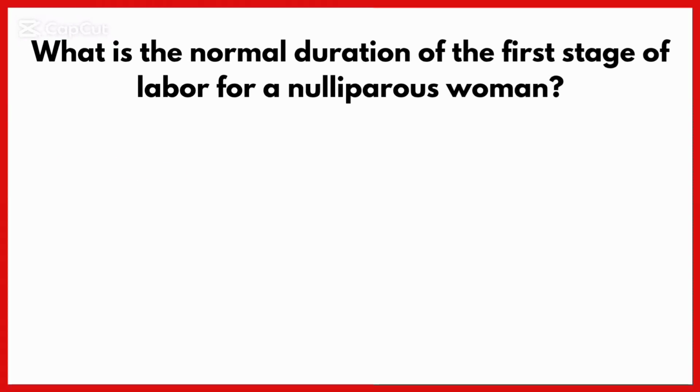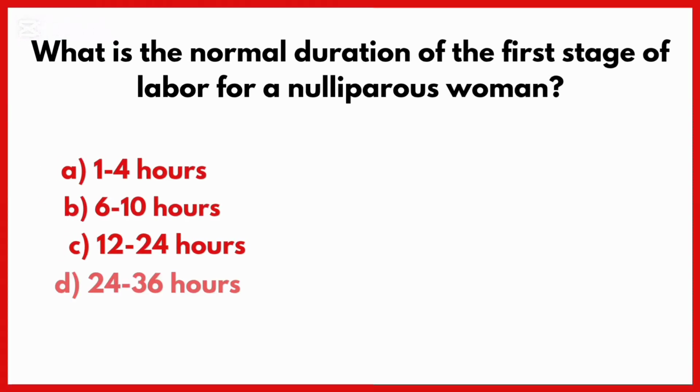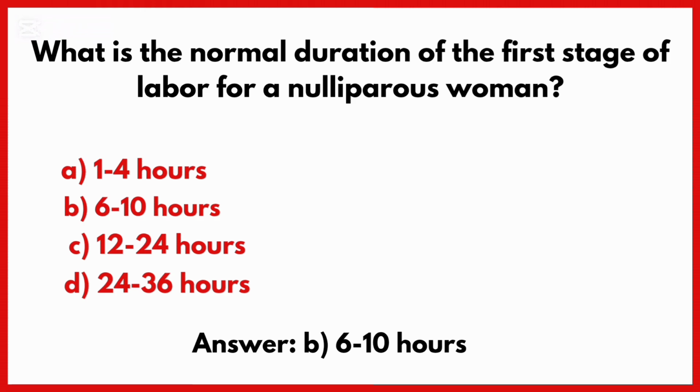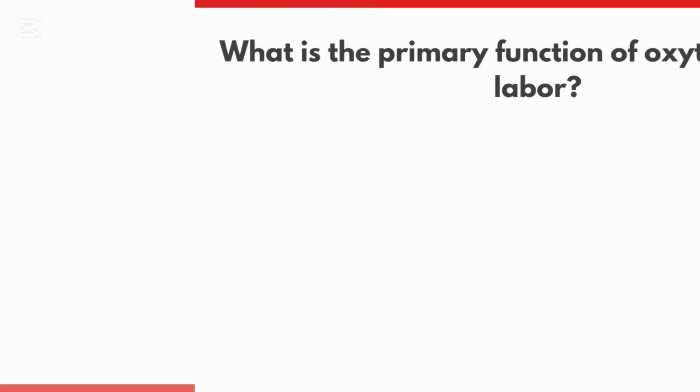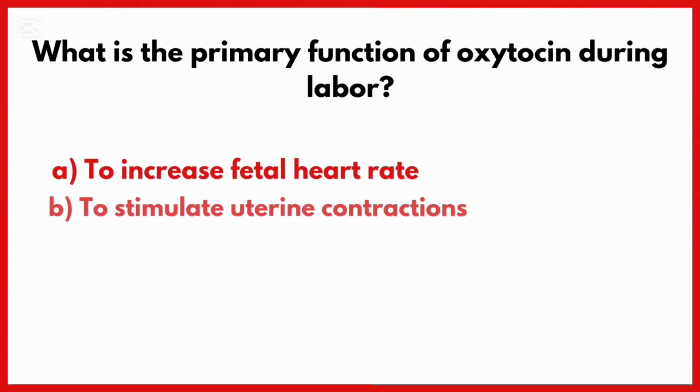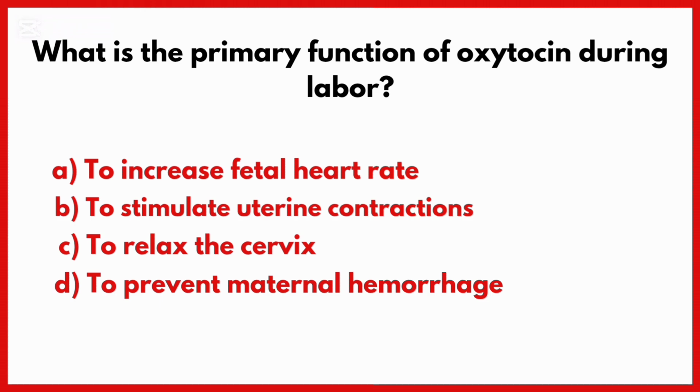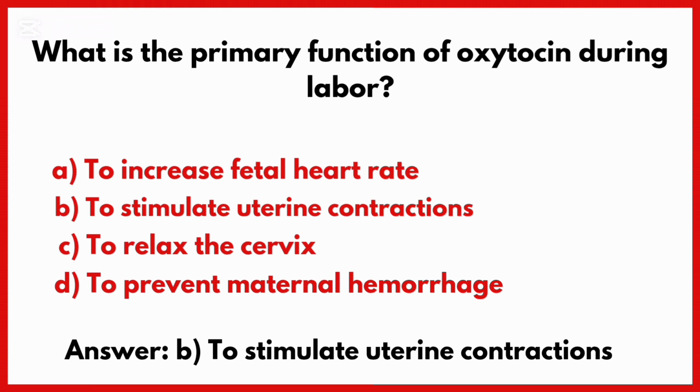What is the normal duration of the first stage of labor for a nulliparous woman? Correct answer is option B, 6 to 10 hours. What is the primary function of oxytocin during labor? Correct answer is option B, to stimulate uterine contractions.